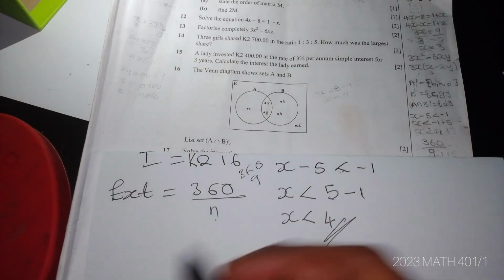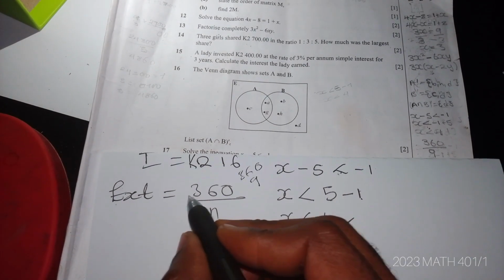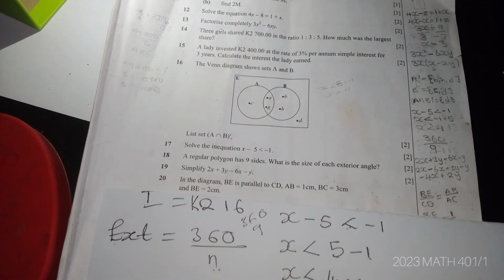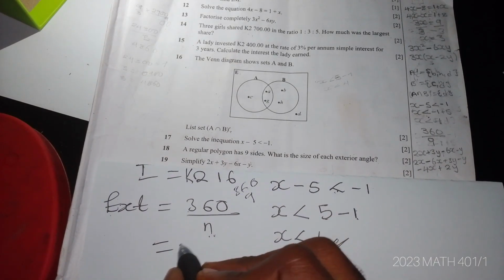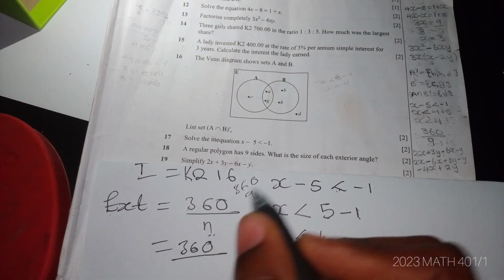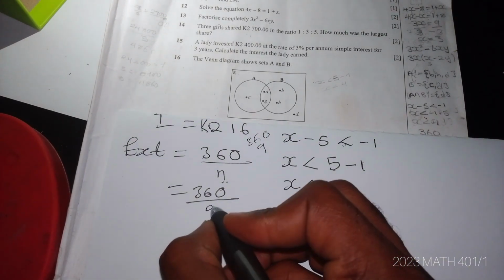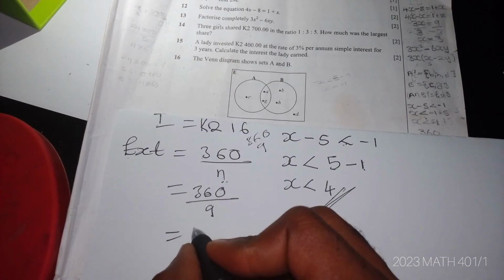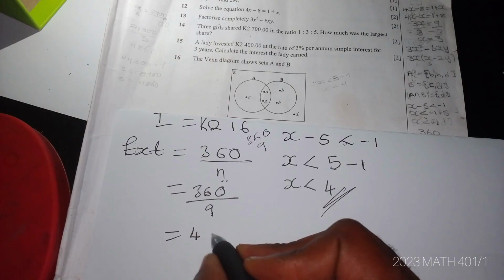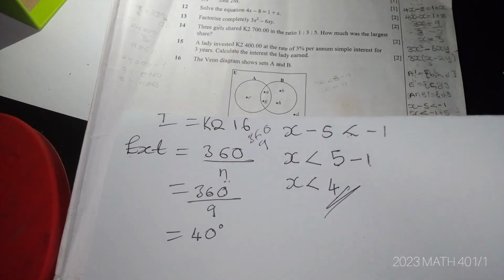So this is what you do. Exterior angle is equal to 360 over n. So we can say 360. Our n here is a 9 because this thing has 9 sides. So you have a 9. Then 9 into 36, that's a 4. 9 into 0, you have a 0. So this is 40 degrees, and you're done.